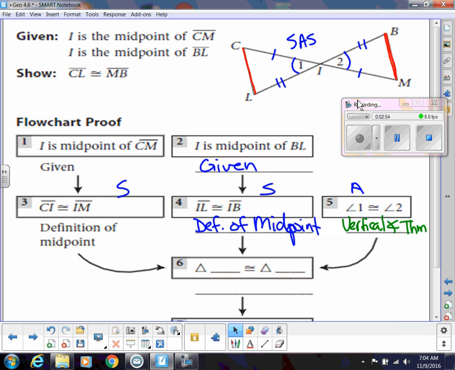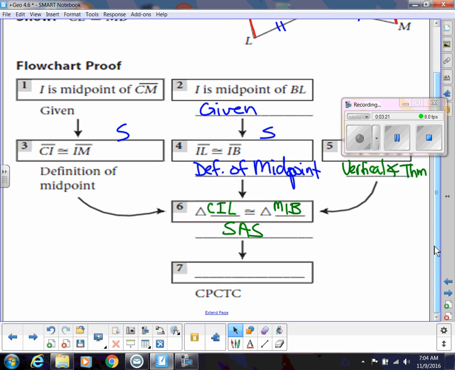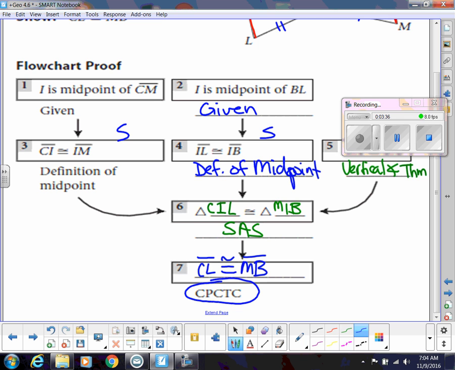So because of that, we have triangles congruent. So make sure you're doing an appropriate congruence statement. I'm going to go from C to I to L, C, I, L. So that means I have to go in the other one, M, I, B. And those are congruent by SAS. And so now, because I have congruent triangles, I can state my proof statement, CL is congruent to MB. And the reason is the new thing we just said, CPCTC.